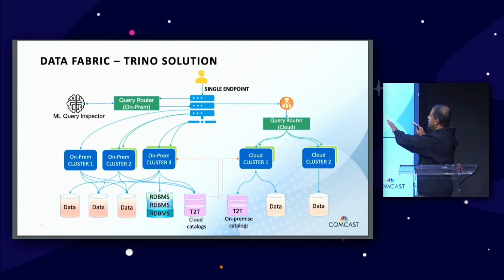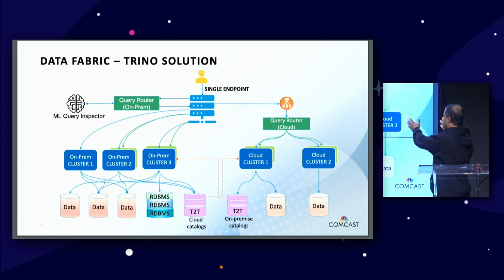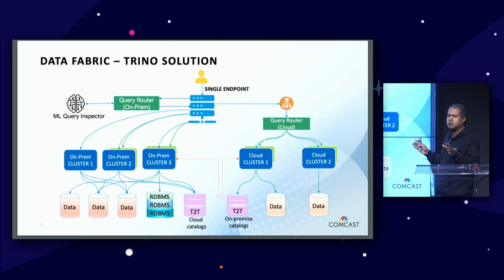On the left-hand side, you will see there are 3 on-prem clusters, and on the right-hand side are our cloud clusters. The end users don't have to know all these technical details. The query router will determine which cluster is appropriate for running that query. Again, the user is not aware of it; it's happening behind the scenes, and the query gets routed there. We have data sets all over the place, but the beauty is that you can access all that data without knowing where it is located. So the first point is the single endpoint, then the query router is the component that determines where the queries will be routed.